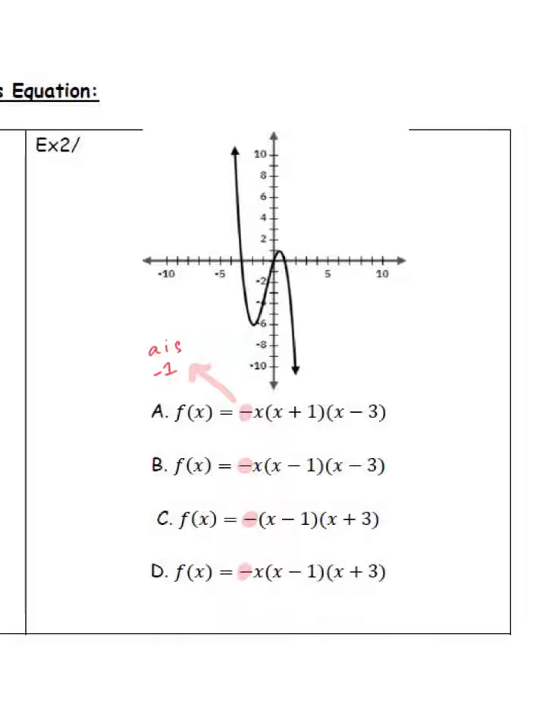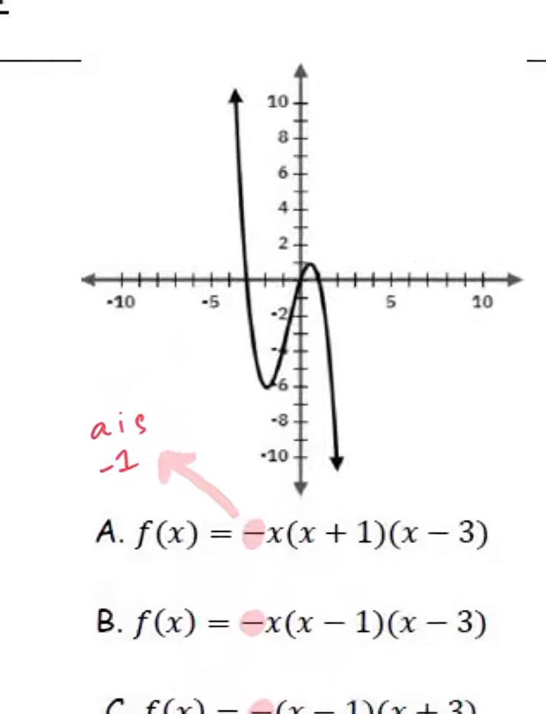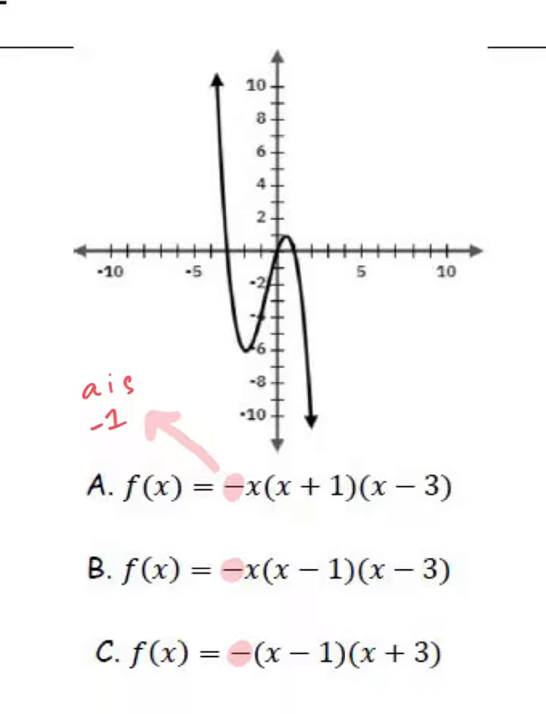Next, I'm going to look at the zeros. So let's zoom in a little bit. I have a 0 here at -3. I have a 0 right here at 0. And I have a 0 right here at 1. Okay, so let's think about what we did last time. If I have a 0 at -3, that means my factor should be x plus 3. I'm just going to go to the next one.